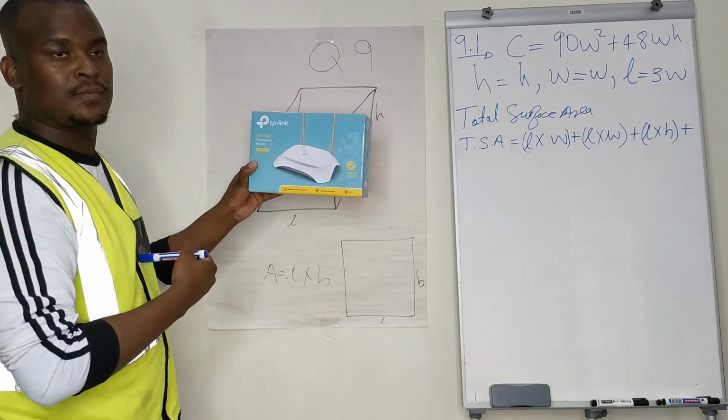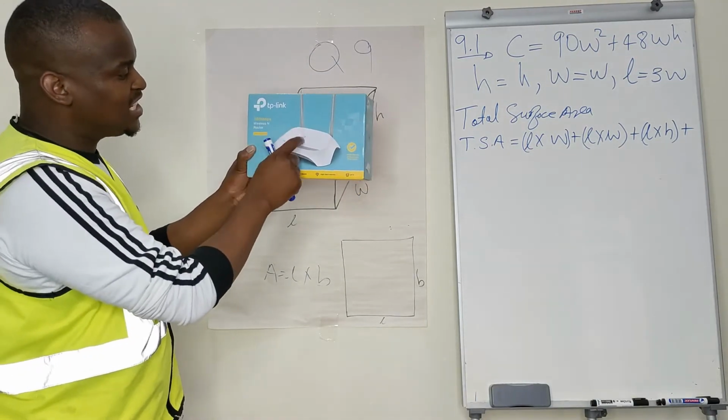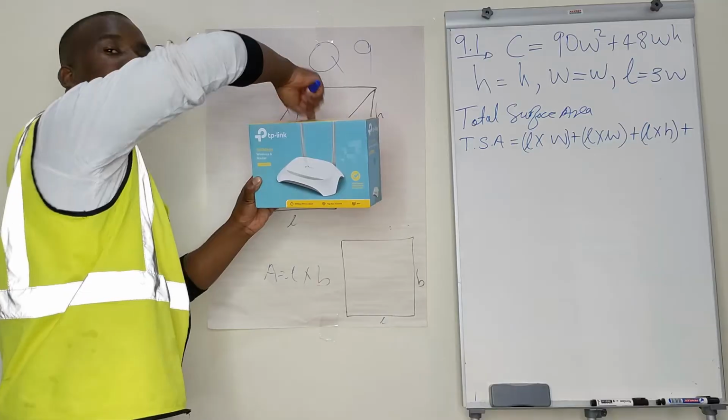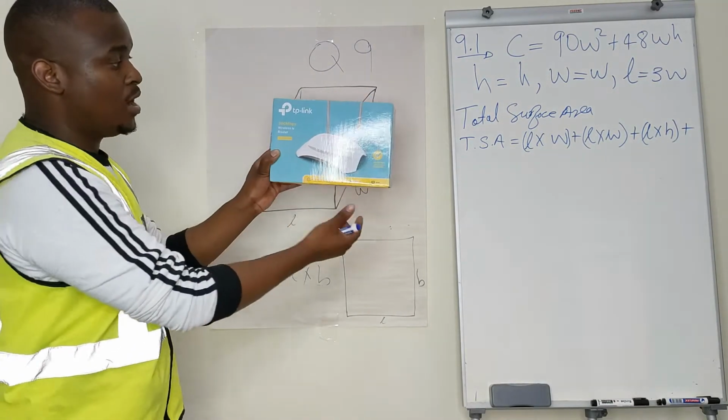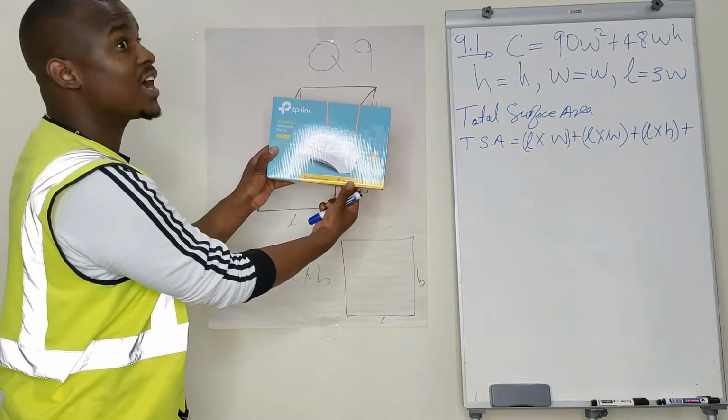So you want the back. If you look at it, this front will be the same as the back because they will be exactly equal. Let's say I turn this around so I can do the back.